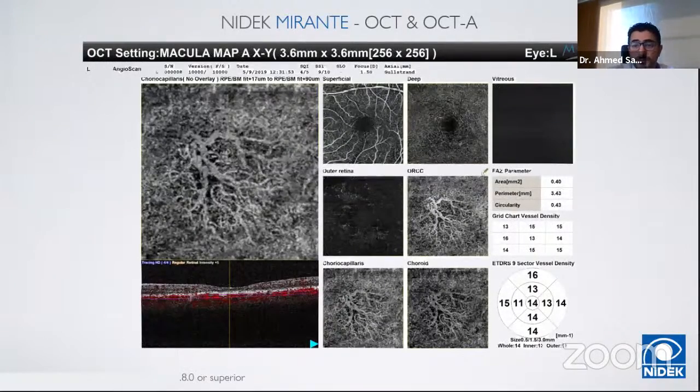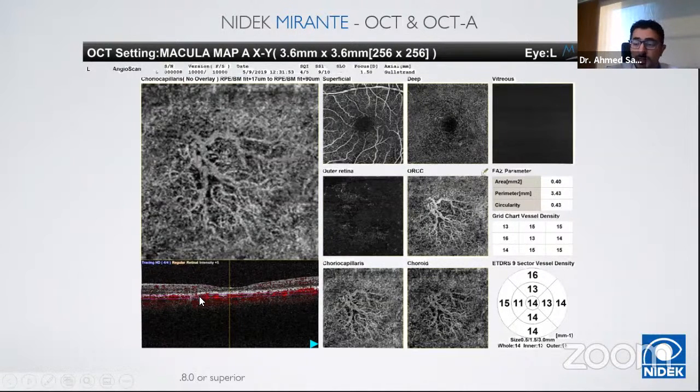This is our screen for the OCTA. As standard, we provide you with 7 different layers of analysis, starting with the superficial retina, deep retina, outer retina, choroid capillaries, the choroid, and the vitreous. However, if you want to, you can press any one of these maps and view it here in the main screen.